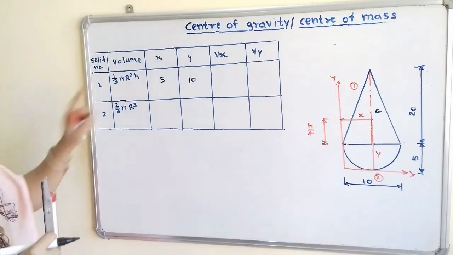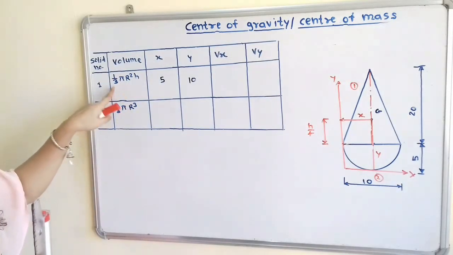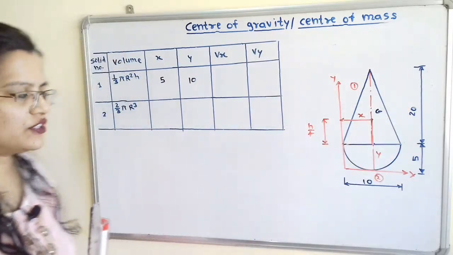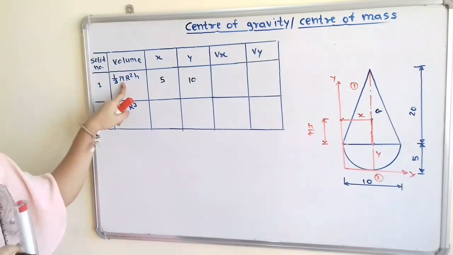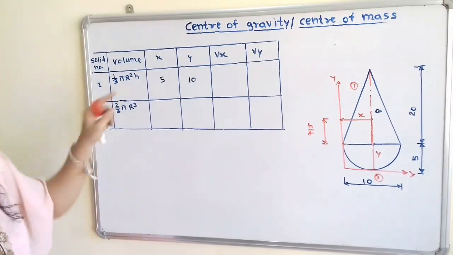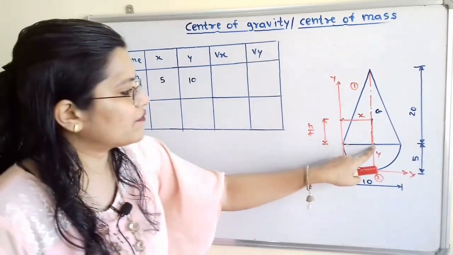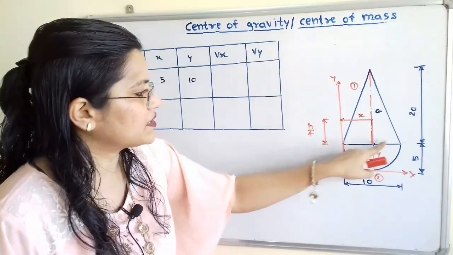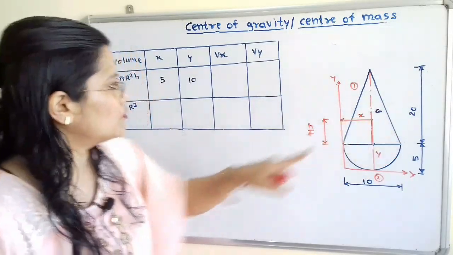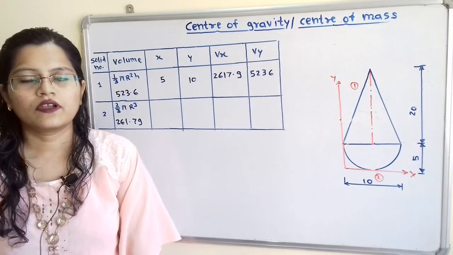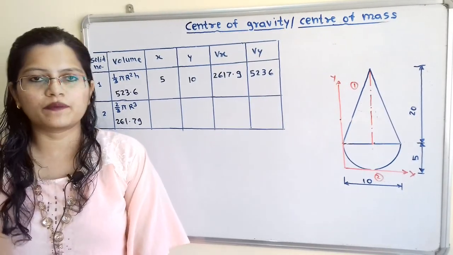Now how to calculate volume? The volume of a cone is equal to 1 by 3 pi r square h. So 1 by 3 multiplied by pi. From the calculator we select pi as it is. Our radius is equal to 5, the radius of this base circle, and the height is equal to 20. So we will calculate this. Now we will move to shape number 2.